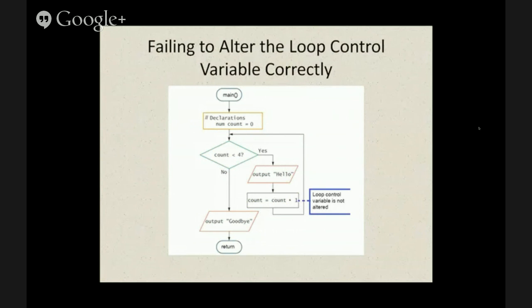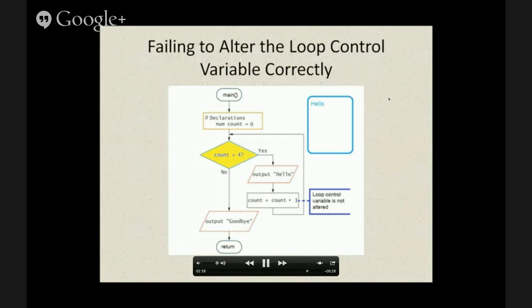Failing to alter the loop control variable correctly is also a mistake. In this case, the programmer multiplied count by 1, thereby not changing its value. You might also alter it incorrectly by adding a number other than 1 or completely leaving out this statement. In any event, when this program executes, count is set to 0 and it's less than 4, and hello is output. Then count is not altered. It's simply multiplied by 1, so it's still 0. That means it's less than 4 and hello is output. Then count remains 0, it's still less than 4, and hello is output again and again repeatedly. This program is in an infinite loop, and it's incorrect.